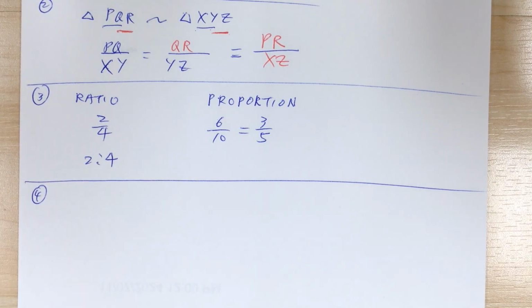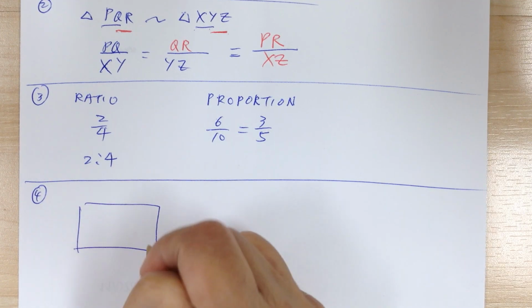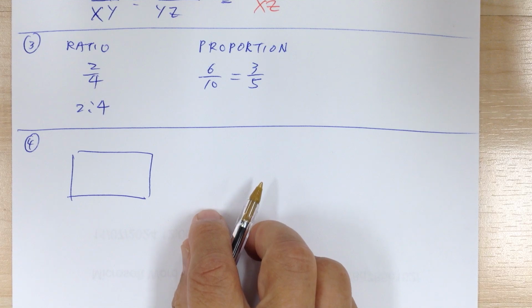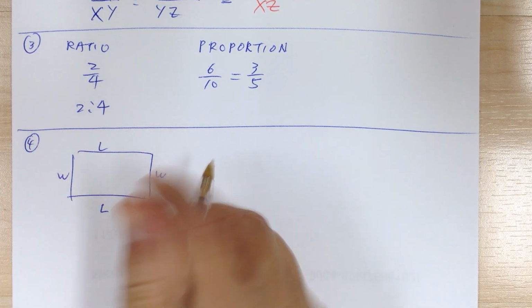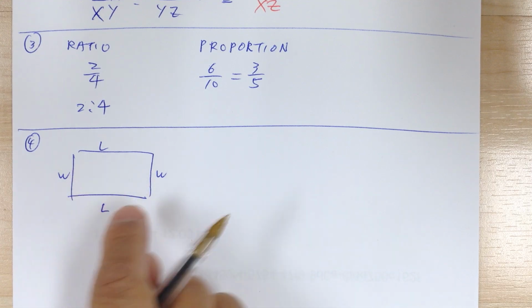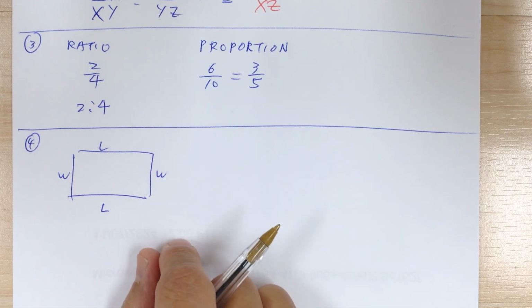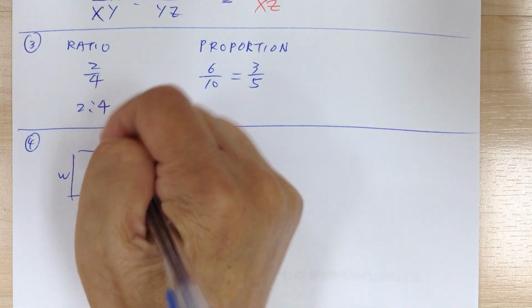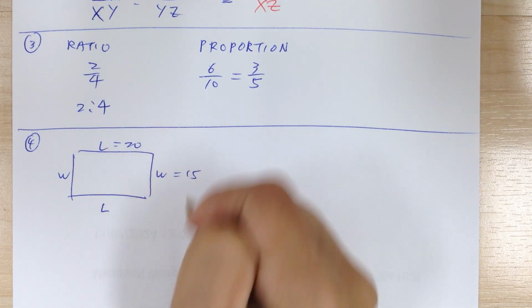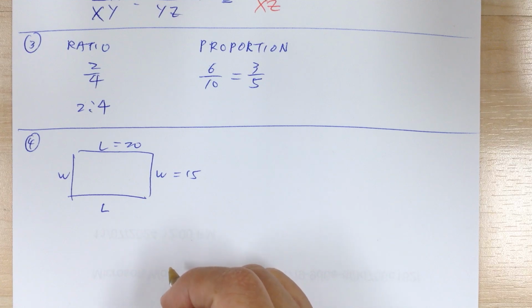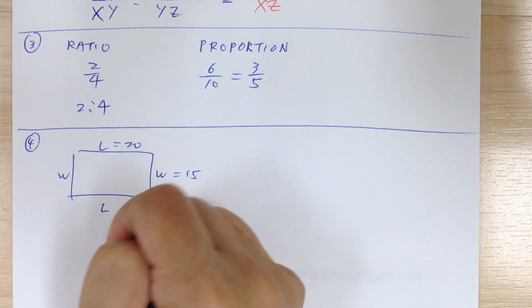Okay, number 4. The length of the rectangle. You have a rectangle, so I can draw the picture: length, width, length, width. When you see the word rectangle, right away draw a rectangle. It helps you visualize. The length is 20 and the width is equal to 15. Find the ratio of the width.